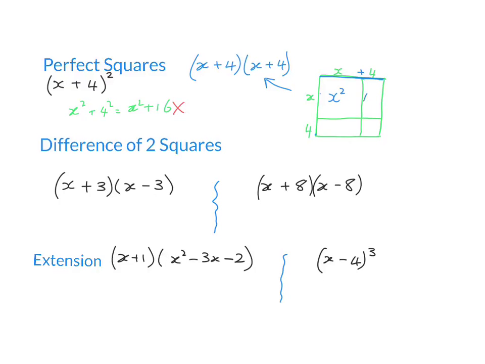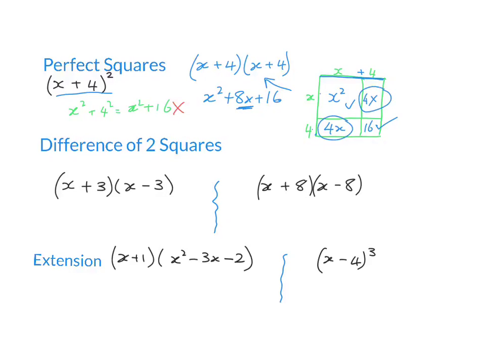4 times x is 4x. 4 times x is 4x. And 4 times 4 is 16. Means that my total area is going to be x squared plus 8x plus 16. So don't be fooled if you see x plus 4 squared and think it's going to be x squared plus 16. You've got x squared and you've got 16, but you've got to remember you've got two lots of 4x as well. You need the 8x in the middle.